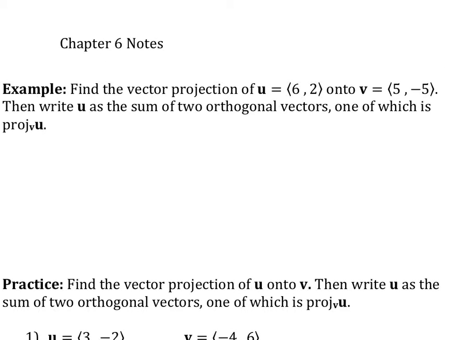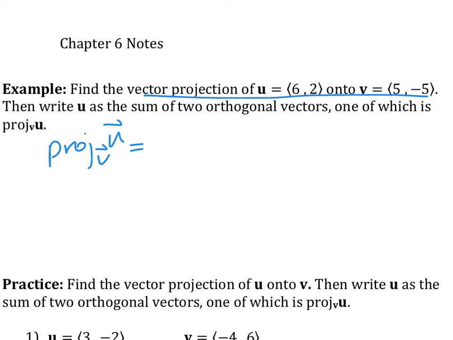Find the vector projection of u onto v. Okay, let's just do that first part. Projection of u onto v. So projection of u onto v: u going in the v direction.